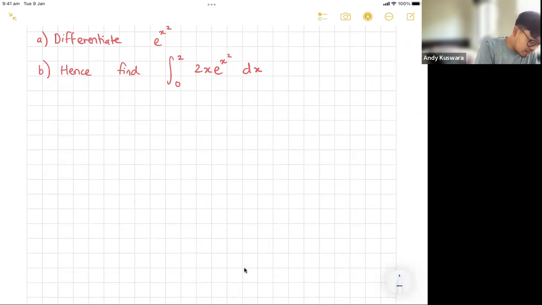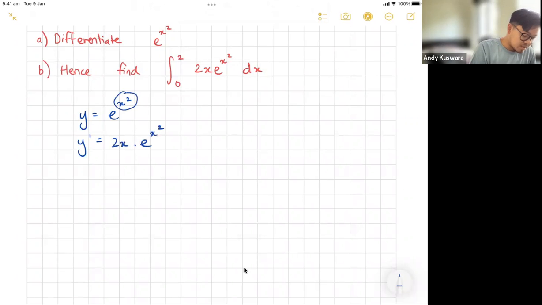So if y equals e to the x squared, my y dash becomes the derivative of my power, which is the derivative of x squared, which is 2x, times e to the x squared. So if you take a look here, that's my derivative, isn't it? That's exactly the same thing.